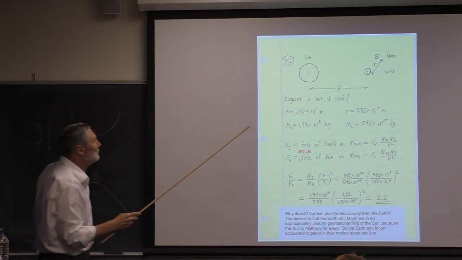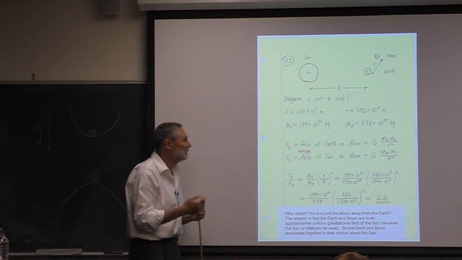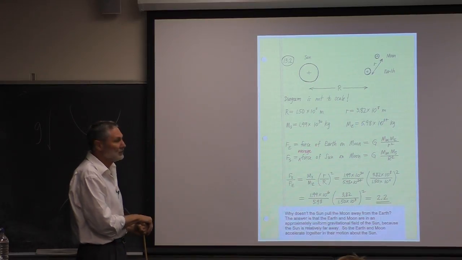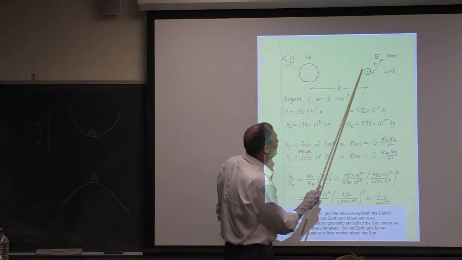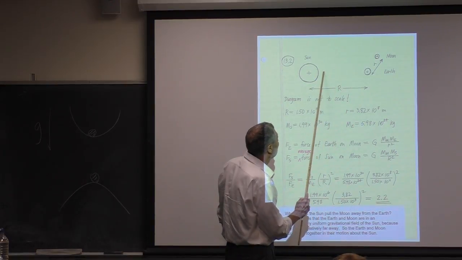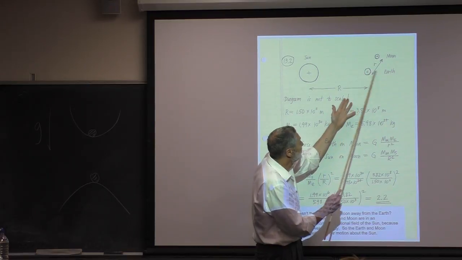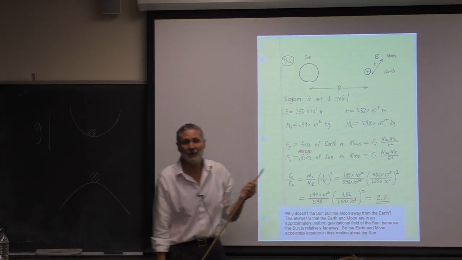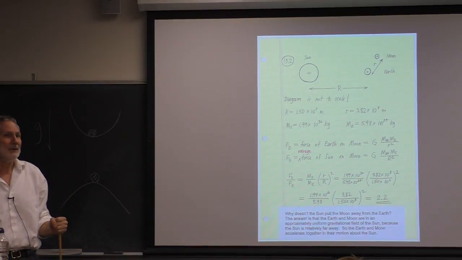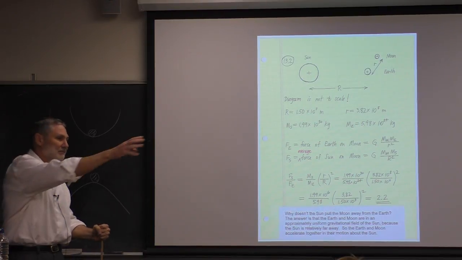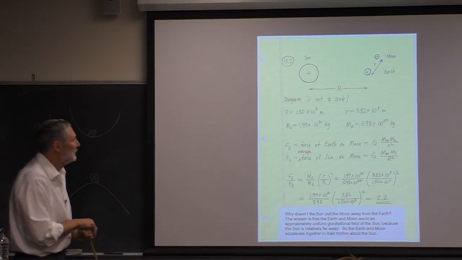It doesn't pull the moon away from the Earth because it's also pulling on the Earth, causing the same acceleration. Because the sun is so far away, the gravitational field of the sun is approximately uniform here. So it pulls both the Earth and the moon with the same acceleration, and that's the centripetal acceleration of the Earth and the moon going around the sun.